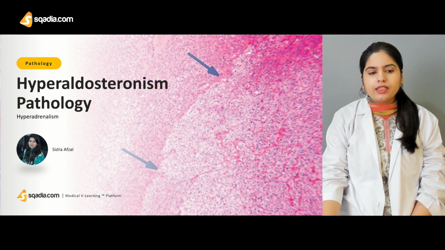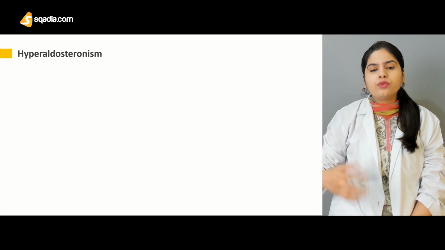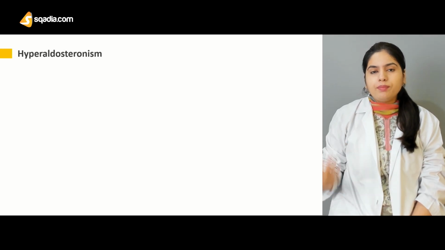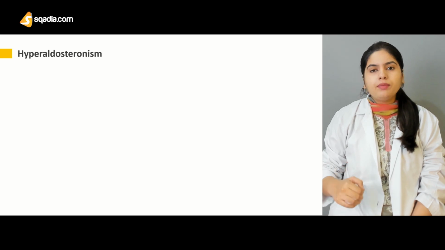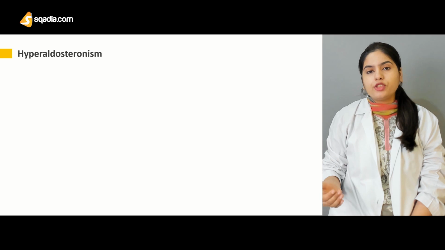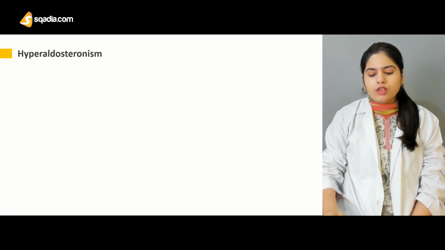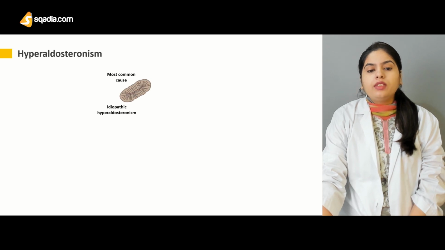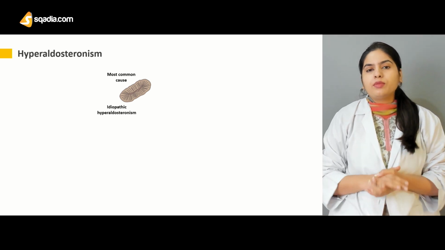Now let's see how all of these causes lead to different impacts on the body. The main impact that can occur is high blood pressure, or increase in the blood pressure. So let's see all of these things one by one. First of all, the most common cause is idiopathic hyperaldosteronism. Now here, the cause of aldosteronism is not known.